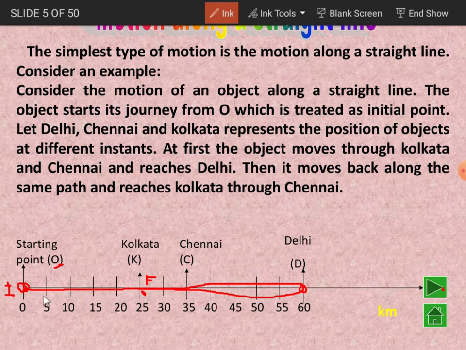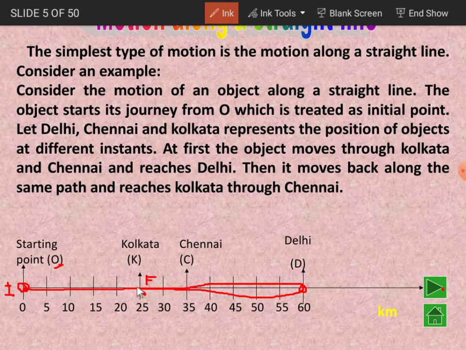So the path length will be what? Starting from O, it reaches Delhi, which is at 60 kilometer. So 60 kilometer is the path length so far, and then it has to move from Delhi to Kolkata, right? So what is the length between Delhi and Kolkata in returning back? 60 minus 25 is 35, right? So the total path length will be 60 plus 35, which is equal to 95.